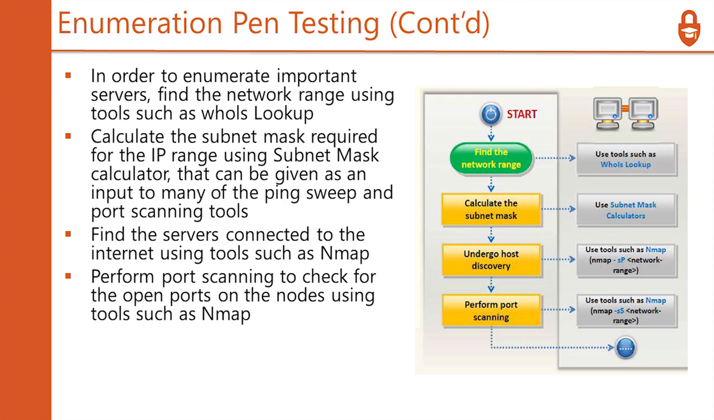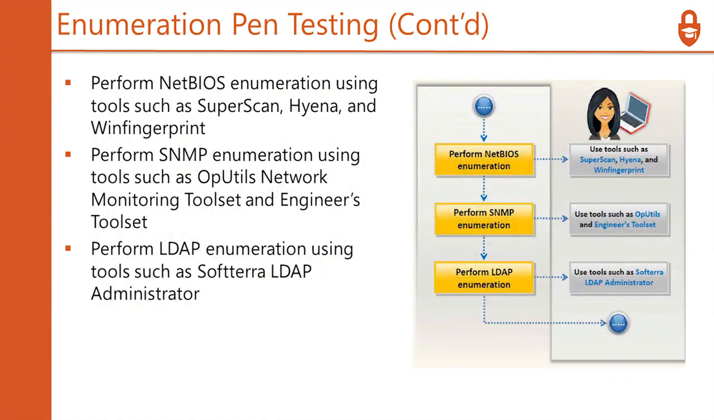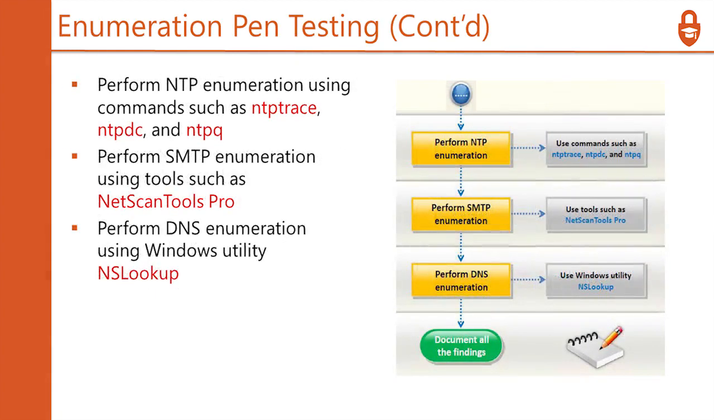And you want to undergo host discovery. Use tools such as Nmap for that. Perform port scanning. You can use Nmap again. And then we want to perform the NetBIOS enumeration, the SNMP enumeration, and the LDAP enumeration. We talked about the tools that do that as well. Then you want to perform the NTP enumeration, the SMTP enumeration, and then the DNS enumeration. And then you want to document all the findings.